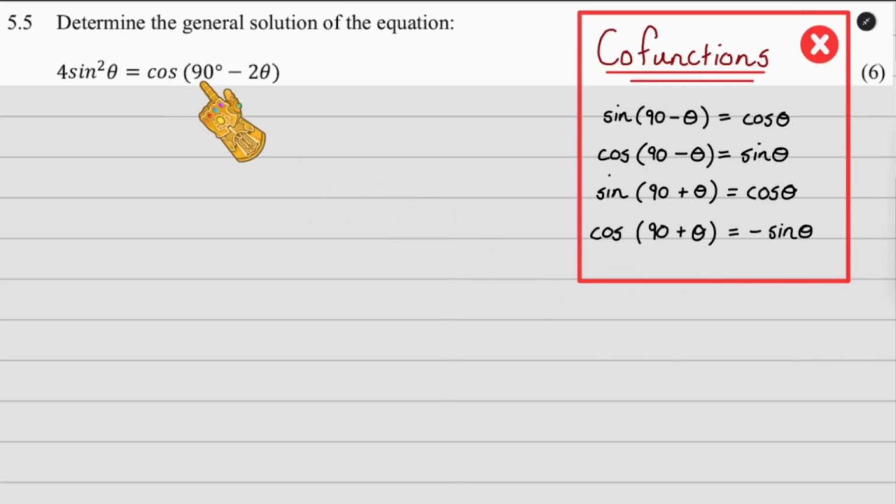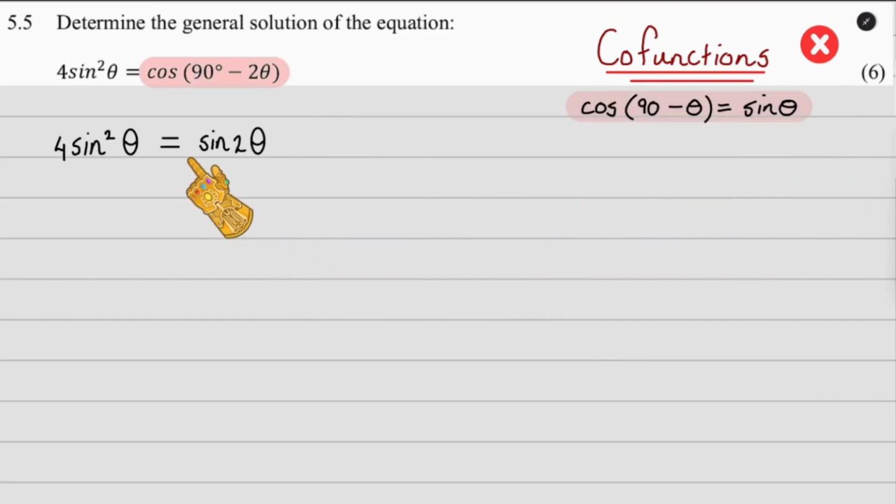Okay, so I see cos of 90 minus an angle. So I want to find that here: cos of 90 minus the angle will change into sine of that angle over there. So the right hand side, I'm just going to change it to sine of 2 theta. And after I made that change, the alarm bells are ringing again. 2 theta, I see a double angle. 2 times something, another way of saying that is doubling it.